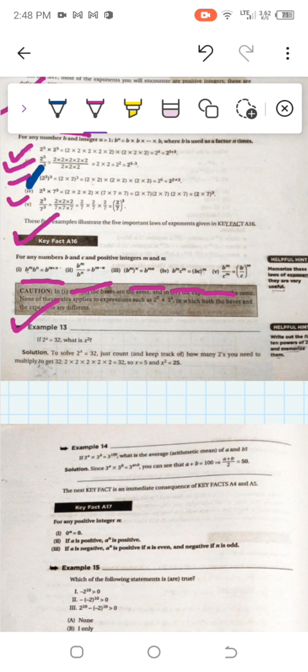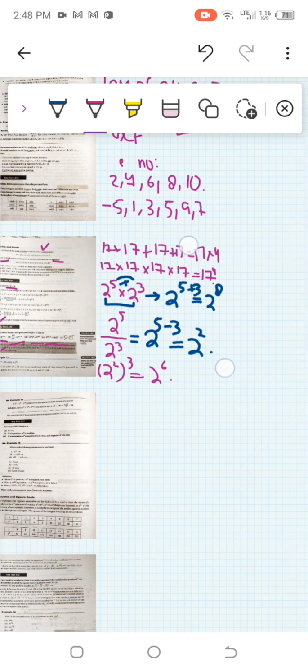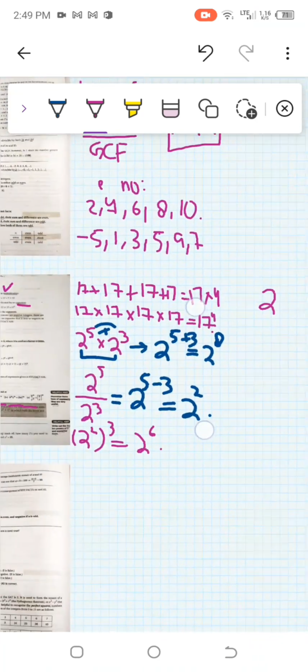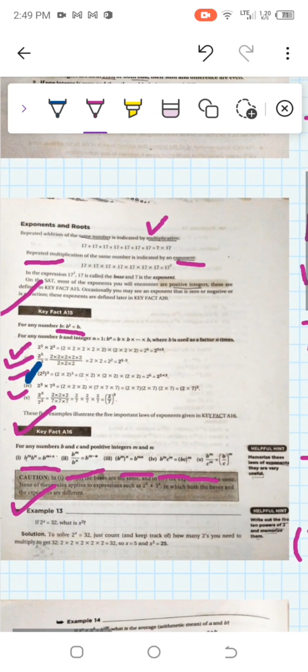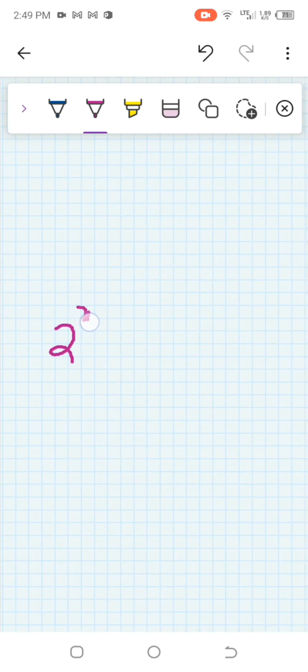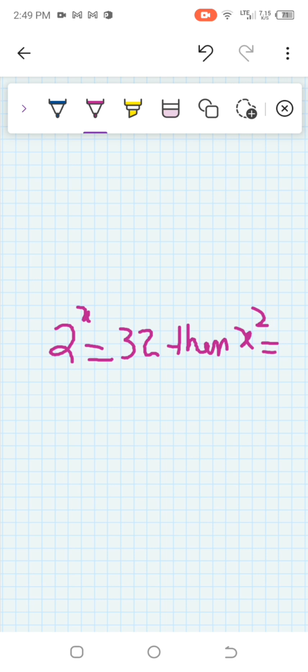If 2 power x is 32, what is x squared? Okay, so this is the question. Let's solve here. If 2 power x is 32, then what is the value of x squared? 2 power x is equal to 32. Then x square is equal to, now you have to do this.